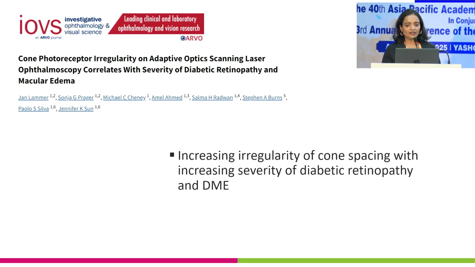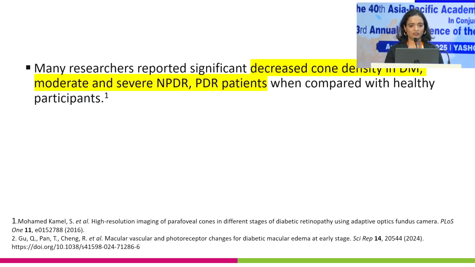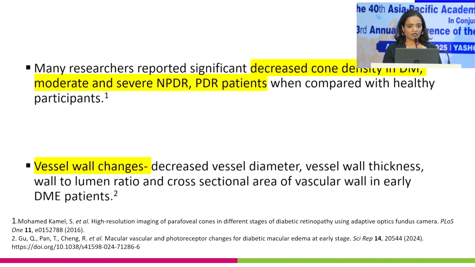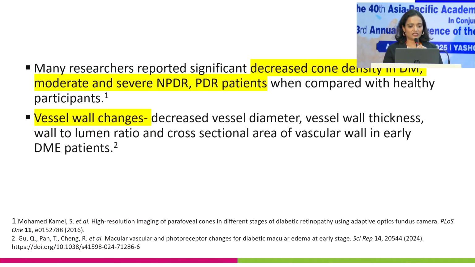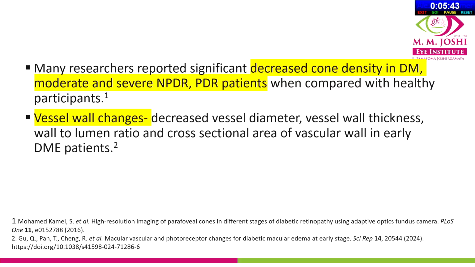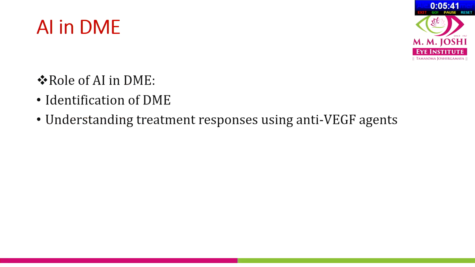Increasing irregularity of the cone spacing on AO has correlation with increasing severity of diabetic retinopathy. Of course, it is very logical that there will be decreased cone density in diabetics, and there will be vessel wall changes with decreased vessel diameter, vessel wall thickness, and wall to lumen ratio.